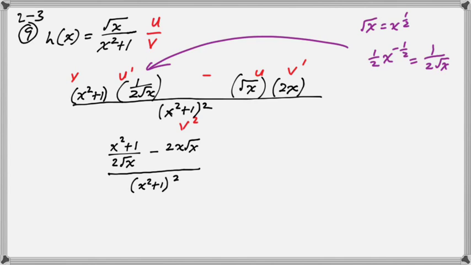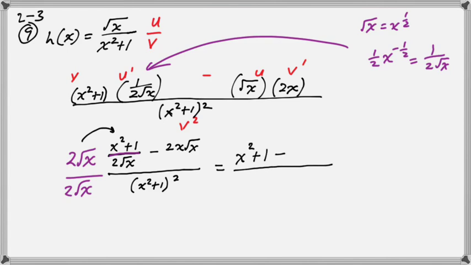I'll never accept a fraction in a fraction, so the opposite of dividing by 2 radical x would be to multiply by 2 radical x. I'm going to do it on numerator and denominator. When I multiply here, they cancel, leaving me just the x squared plus 1. Whenever you subtract, use parentheses, even though you don't necessarily need it on this one. On the bottom, you'll have this.